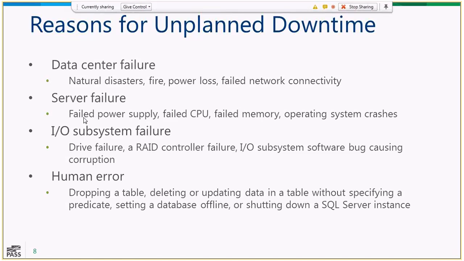Or setting a database offline, or accidentally shutting down a SQL Server instance when they didn't mean to. And one of the most common things that happens is, a typical DBA has got SQL Server Management Studio open, and they've got connections to production, staging and development, and they think they're connected to development, but they're actually connected to production, and they do something they didn't mean to do, and then you've got a problem that you've got to recover from one way or another.